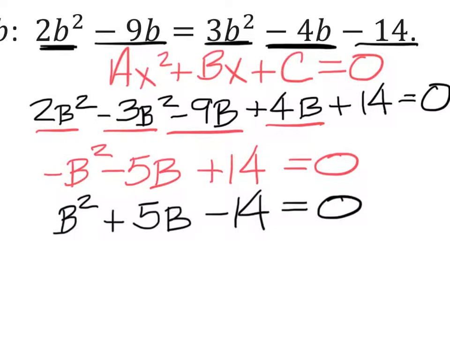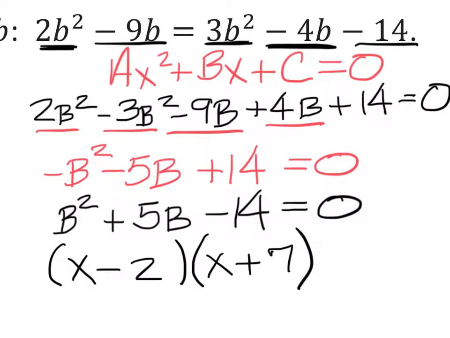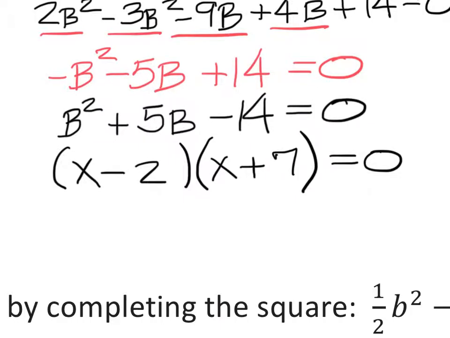Negative 2 and 7. He is right. So I would have x minus 2, x plus 7. What do I have to do to solve it now? What's my last couple of steps? What do I have to do to find my two answers now?